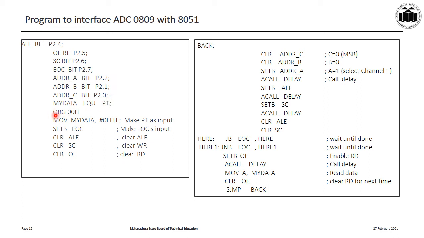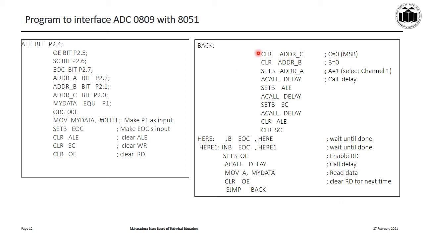We start the program from origin 00H. First, we make port 1 as input port by giving value as FFH, so all bits are set to 1. Then EOC is made high. ALE is cleared. SOC is also cleared. And OE is also cleared. OE will be again kept 1 when we have EOC as 0.